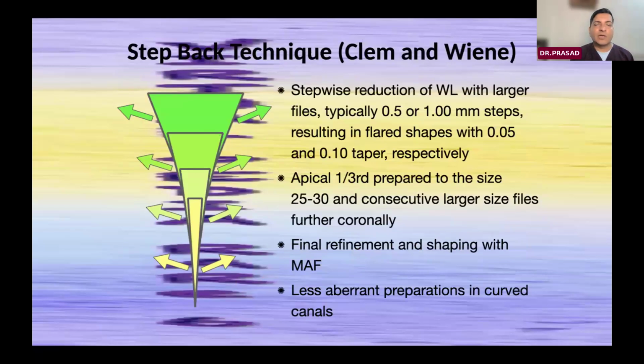Now, the other technique which is more commonly employed for shaping is called the step back technique. It was introduced by Clem and Wen. Stepwise reduction in working length with larger files, typically 0.5 to 1 millimeter steps. So every time you're going to come out 0.5 to 1 millimeter shorter, resulting in flared shapes with 0.05 to 0.1 taper respectively. Apical 1/3 prepared to the size 25 to 30 and consecutive larger size files further coronally. Final refinement and shaping with master apical file. That will also take care of tapering the canal nicely to the apical foramen. Less aberrant preparations in curved canals. So this is strongly recommended in curved canals.